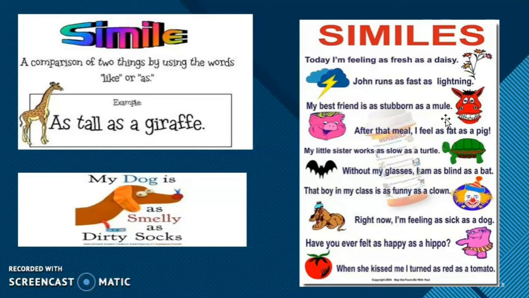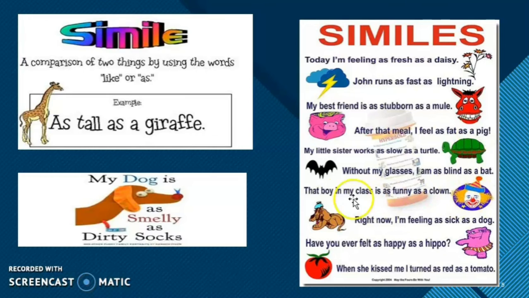Okay, so remember, whenever I ask you to write a simile, you need to choose two objects first. They will be different objects. And you need to find one common quality for both of them. One common quality. Clear?